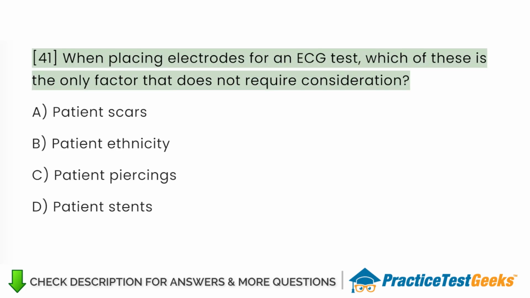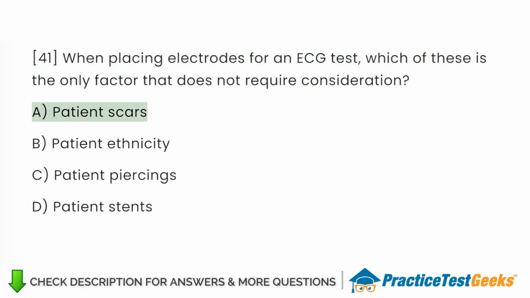When placing electrodes for an ECG test, which of these is the only factor that does not require consideration? A. Patient scars. B. Patient ethnicity. C. Patient piercings. D. Patient stents.